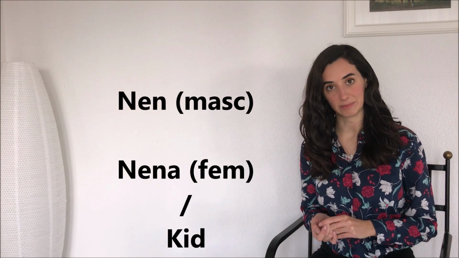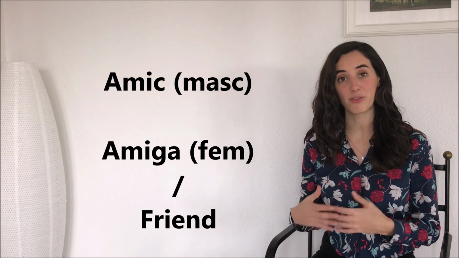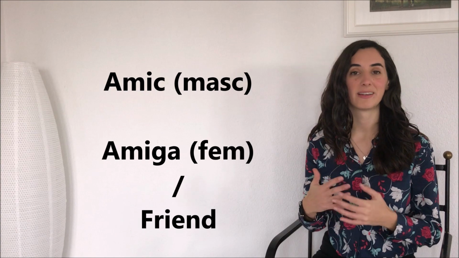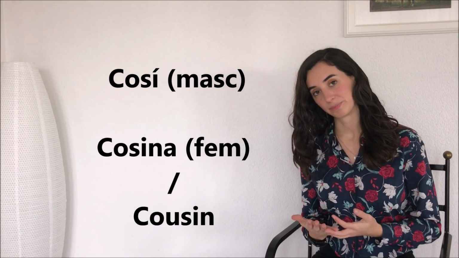But it could also be that you have a word in masculine that ends in a consonant, and the stem remains the same, but the ending of the word changes. So for example, amic, friend, becomes amiga, friend in feminine. Amic, amiga. Cosí, cousin, cosina. So these are two cases where the stem remains the same, but the end changes slightly.